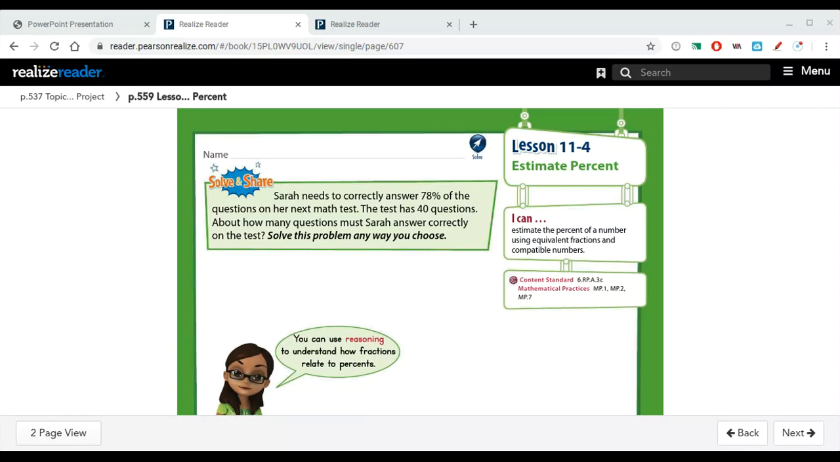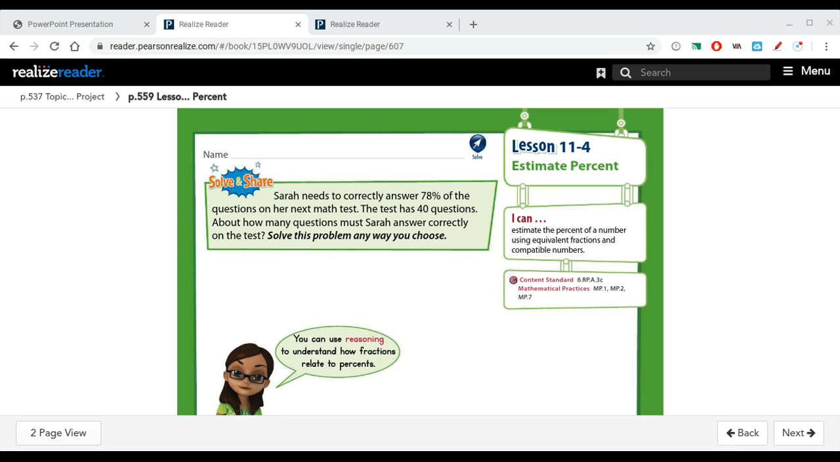Our focus for today is going to be looking at how we can estimate percent of a number. And so our learning target is: I can estimate the percent of a number by using equivalent fractions and compatible numbers. Remember that when we do our estimates, we really want to strive to get that best estimate. So really using those compatible numbers to make it easy for us to do mentally, but also to give us the closest estimate to the actual answer.